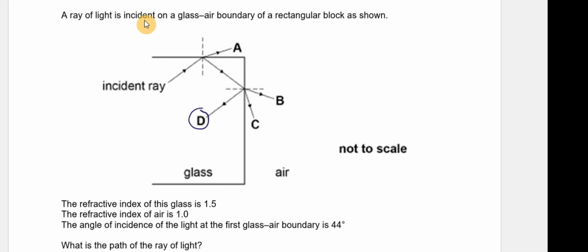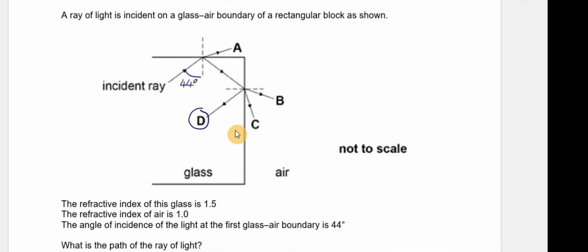So, a ray of light is incident on a glass-air boundary. There's the ray of light, on a rectangular block as shown. The refractive index of this glass is 1.5, the refractive index of air is 1.0. The angle of incidence of light at the first glass-air boundary is 44 degrees. What is the path of the ray of light?